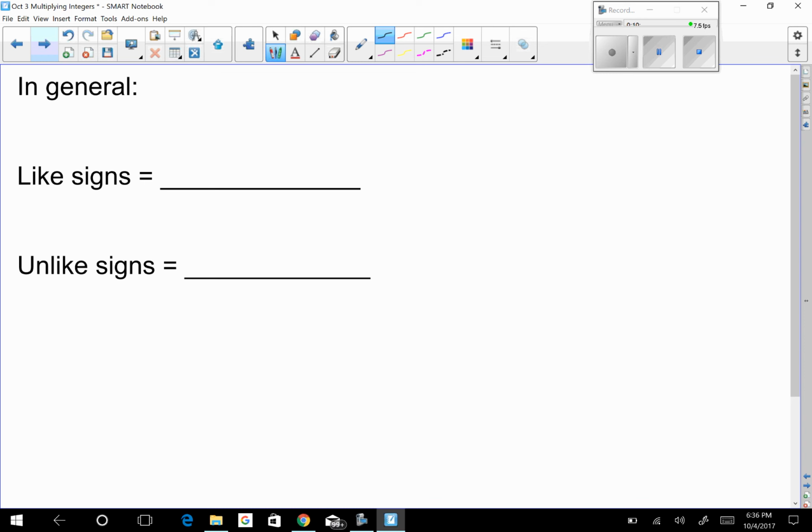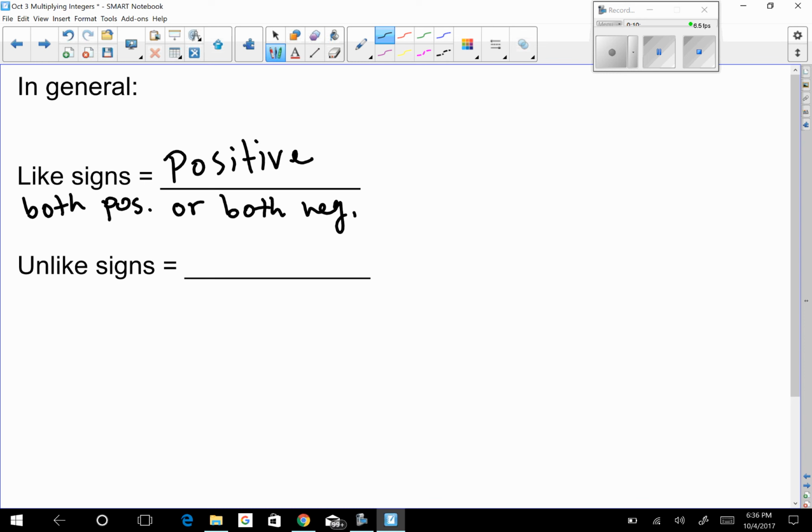You should have noticed that when they have like signs, so that means both positive or both negative, then your answer is going to come out as a positive. All right, an example of that, 5 times 5. That's positive 25. Negative 5 times negative 5, that's also positive 25. When they're both positive or both negative, your answer is going to be positive.